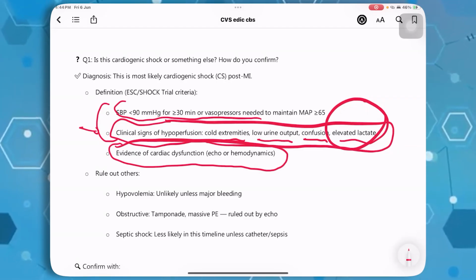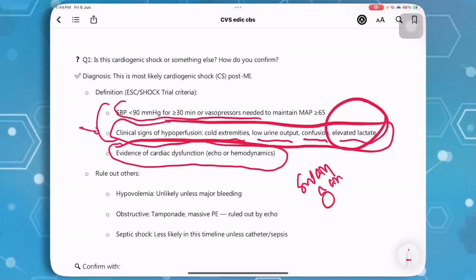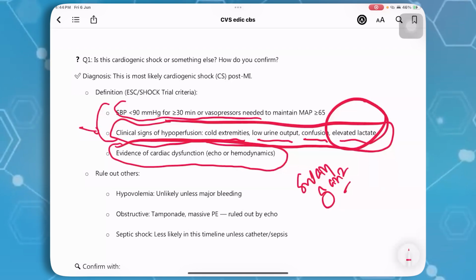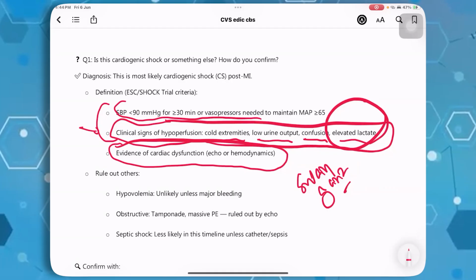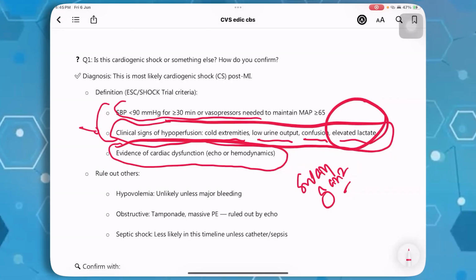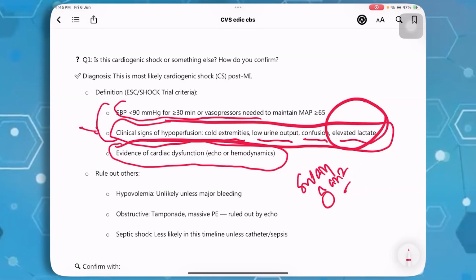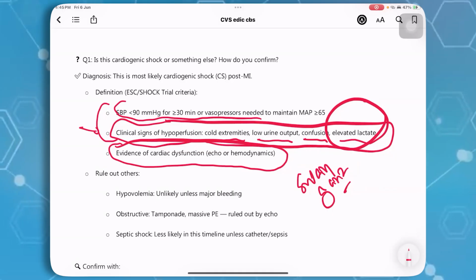You can even use a Swan-Ganz catheter. Using a Swan-Ganz catheter will tell you that CVP is elevated, pulmonary artery wedge pressure is elevated, cardiac output is low, cardiac index is low, and then you can even titrate your doses of inotropes based on the cardiac output and cardiac index. Although the Swan-Ganz or pulmonary artery catheter is not recommended in every patient now, on a select basis you can use it in your patient.